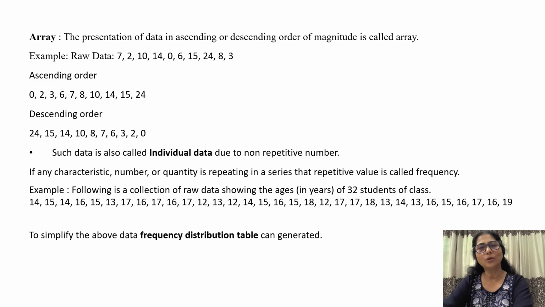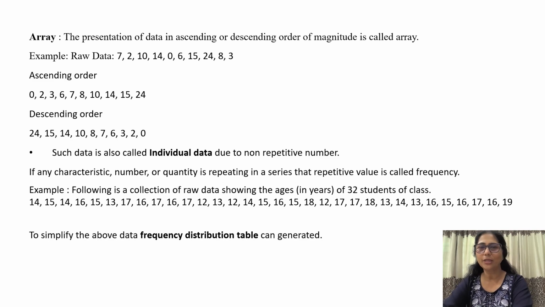In this raw data, we find that each number is individual. There is no repetitive number. Such kind of data is called individual data. And if any characteristic number or quantity is repeated, that repeat of the value is called frequency. We can explain this with an example. There are 32 students in a class, and we write down the ages of these students.